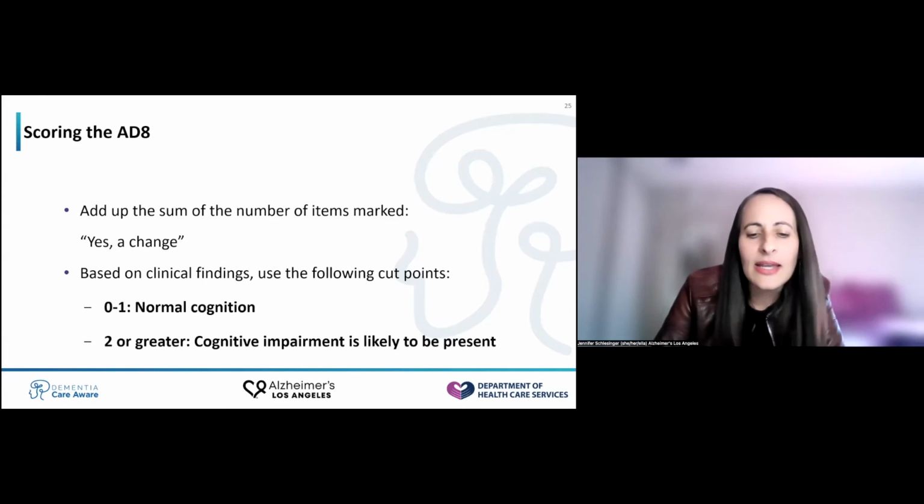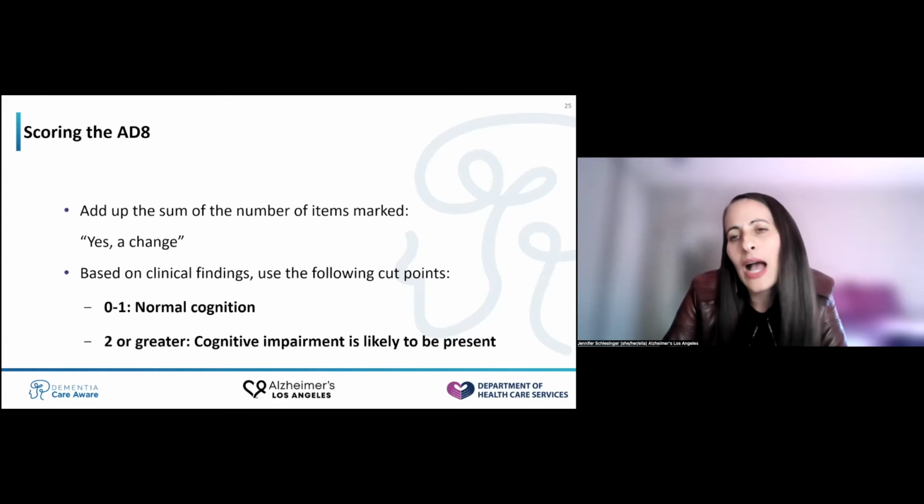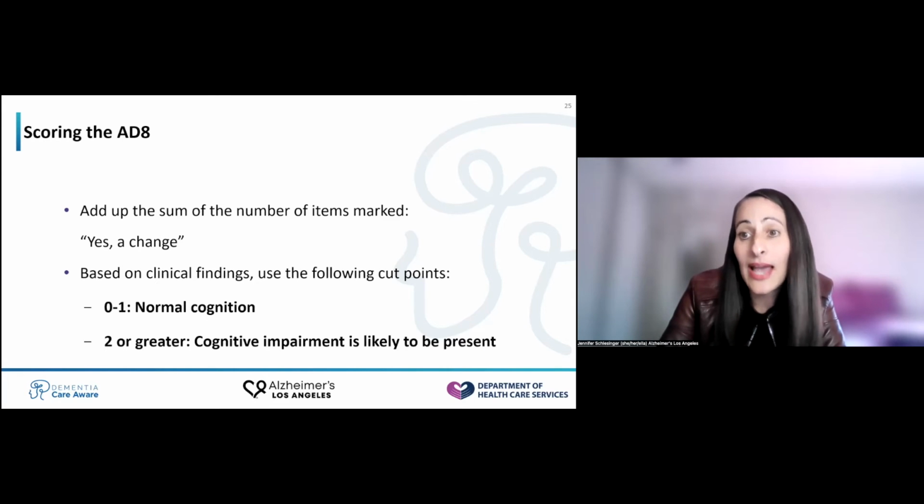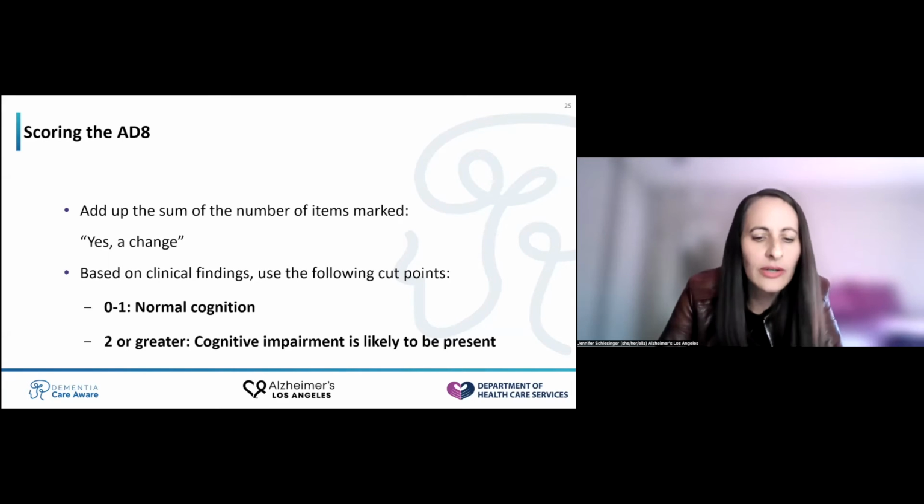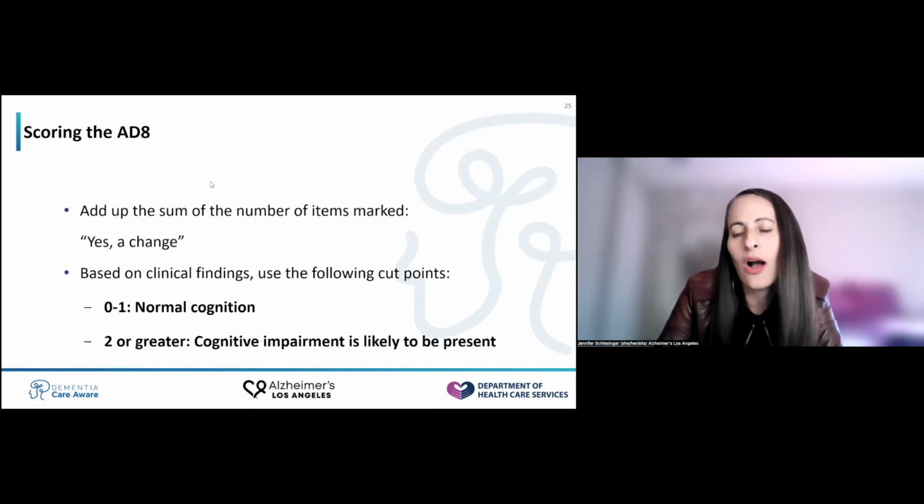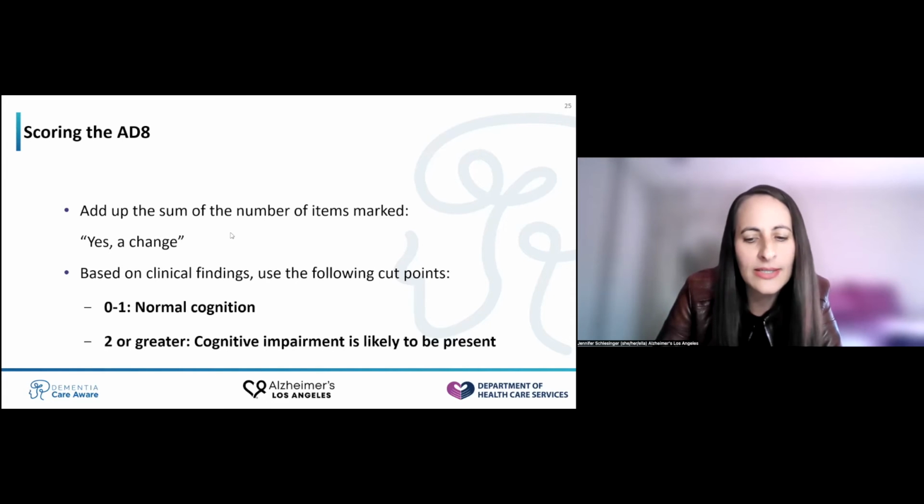The AD8 is scored by adding up the number of items marked yes, a change has occurred, and 0 to 1 indicates normal cognition, and 2 or more shows that cognitive impairment is likely present, meaning that additional assessment is needed.